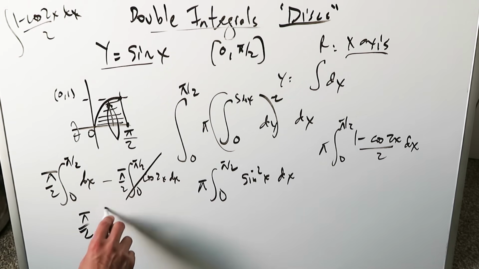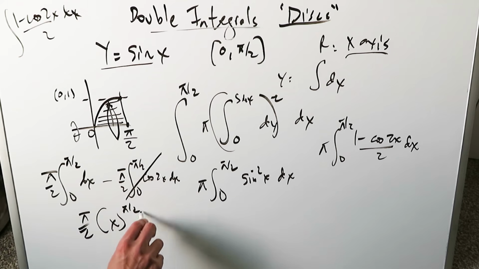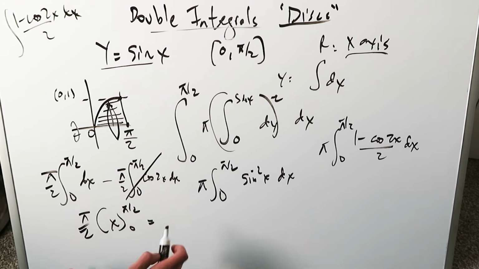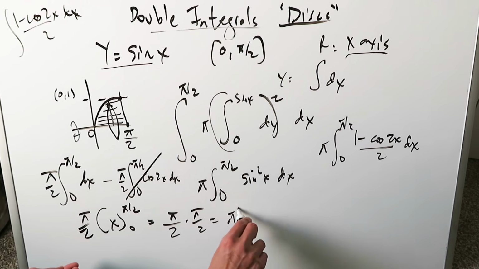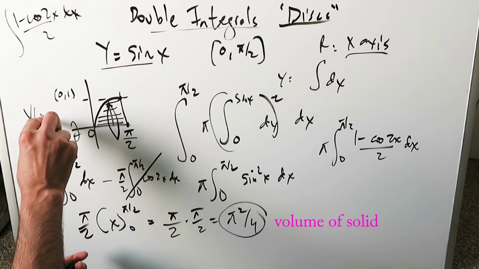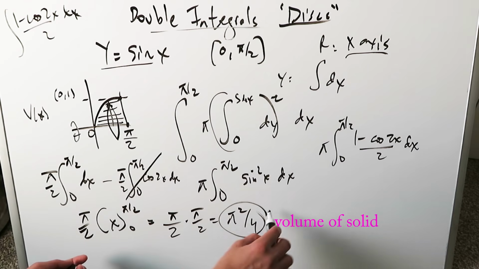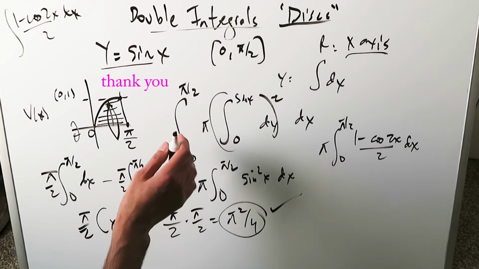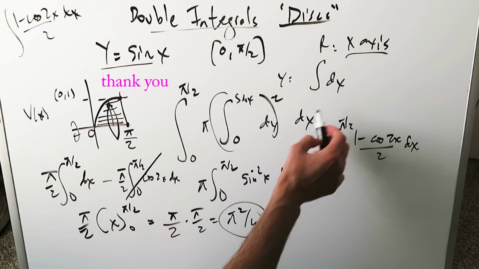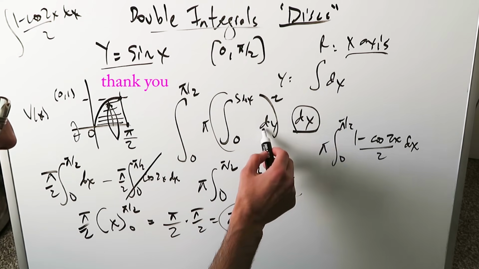Pi over 2, and then you have an x, pi over 2, and a 0. Upper limit, lower limit, it's really just a pi over 2 times pi over 2, which is pi squared over 4. The volume generated with respect to x will be pi squared over 4, and it should be right. I've shown you here everything along a horizontal line of rotation, eventually with respect to dx, as you see right here. Initially dy, then dx.